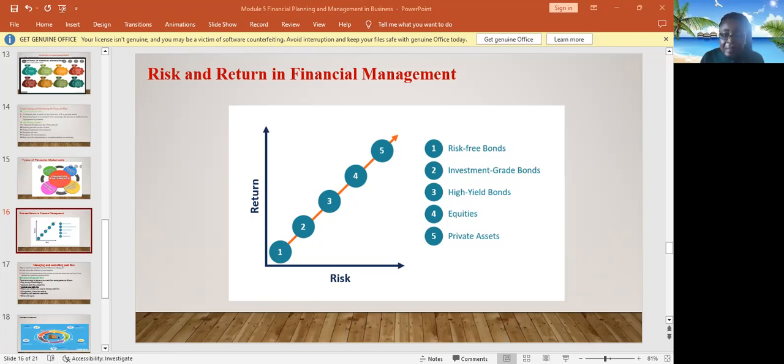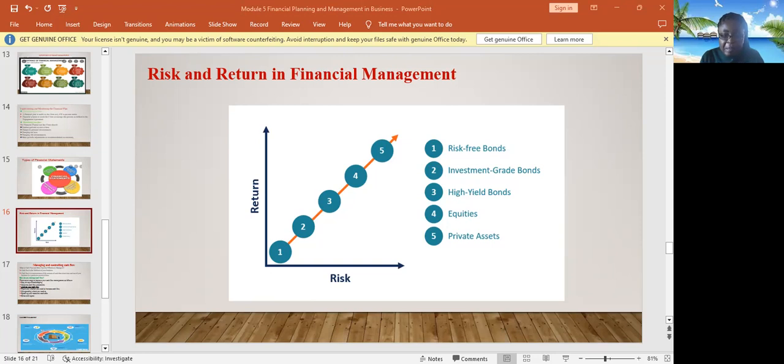So looking at the graph here, asset class 1, risk-free bonds, are issued by government. Governments are the ones that issue risk-free bonds, and in most cases they are considered risk-free since a government can print money to pay off its debt. Because of this, risk-free bonds are safer assets and have the lowest investment return. That's what I told you: the lower the risks, the lower the investment return.